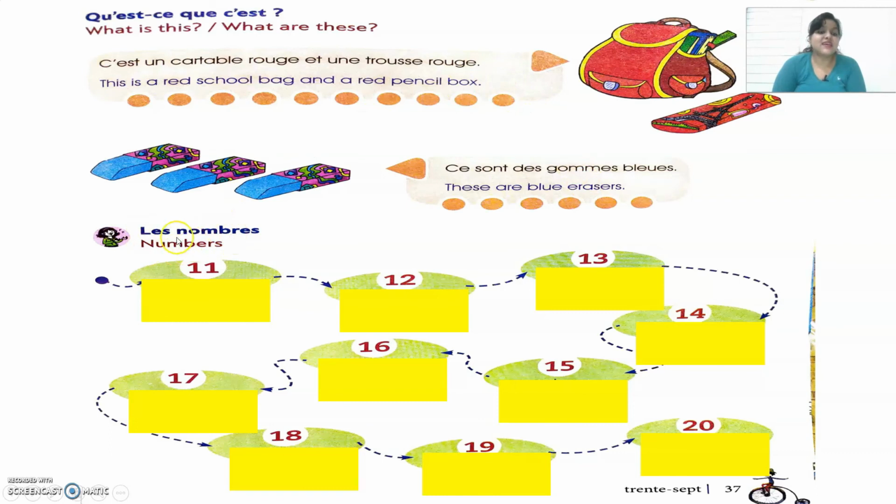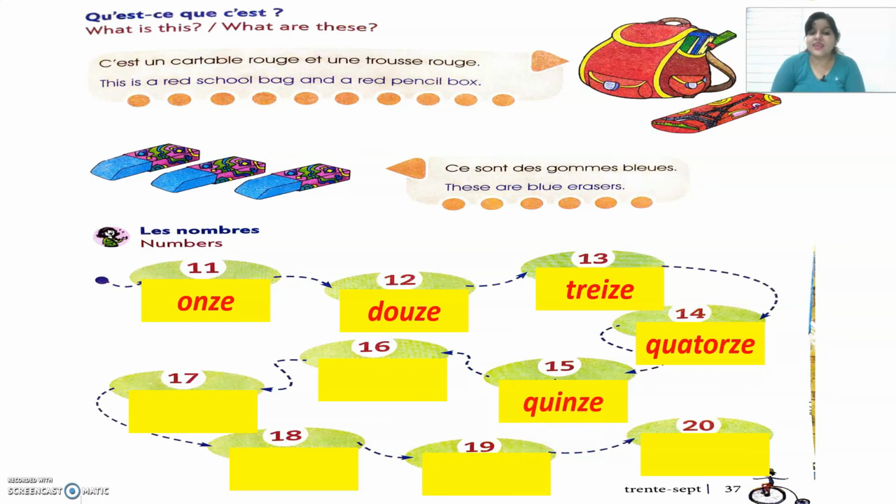Now let's quickly learn the numbers from 11 to 20. They are very easy. So you also repeat after me. 11, onze. 12, douze. 13, treize. 14, quatorze. 15, quinze. 16, seize.